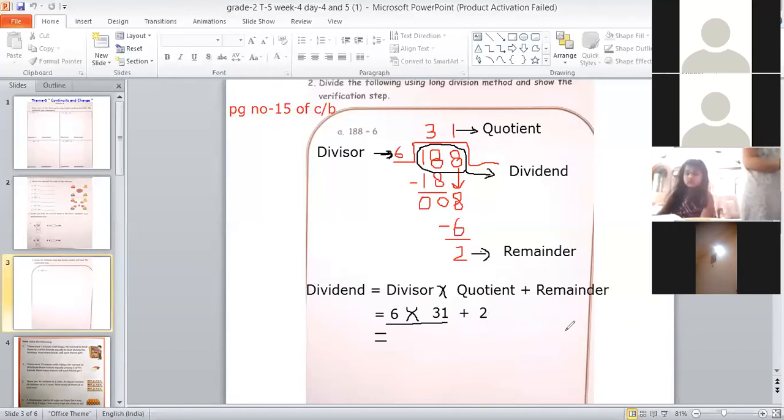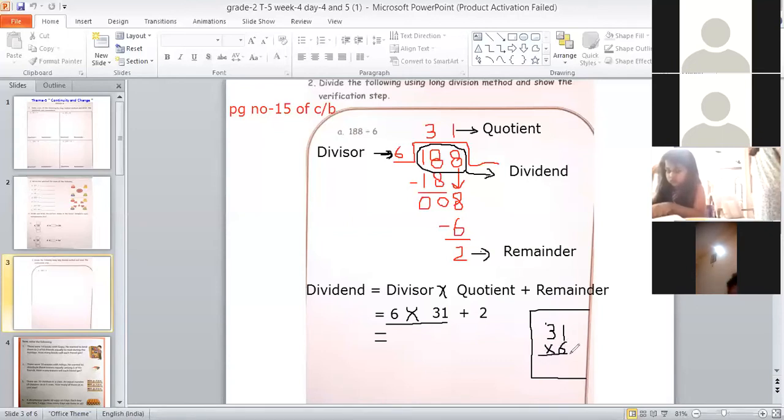Okay, now what you can do is, you can make a small box here in your book like this, and you can multiply this 31 and 6 here, like how I have written here. You will do like this. First of all, we need to multiply them, so we will multiply them.